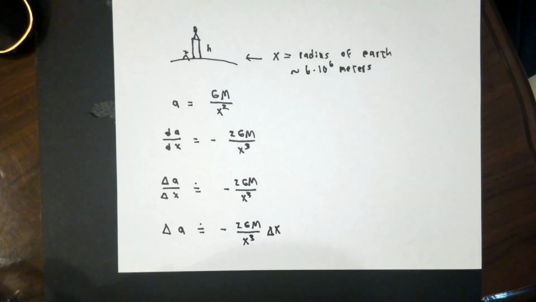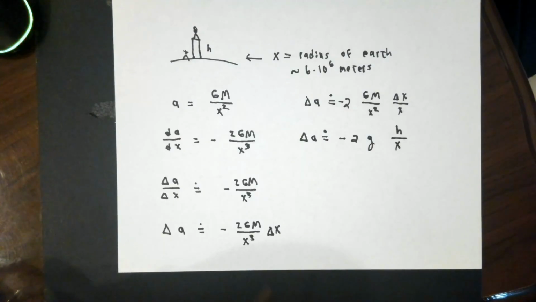The derivative of the acceleration due to gravity with respect to position variable x is easy enough to calculate. If delta x is not very big compared to x, then delta a, the change in the acceleration, over the change in x is approximately equal to this derivative. For small changes in x, delta a is approximately negative 2 gm over x cubed times how much you changed the position.